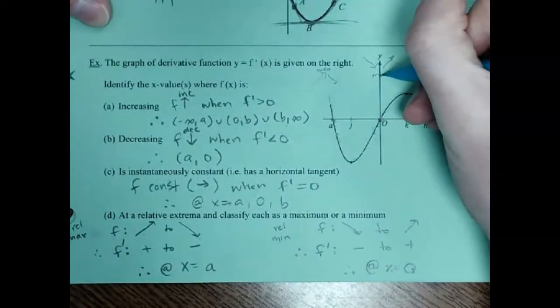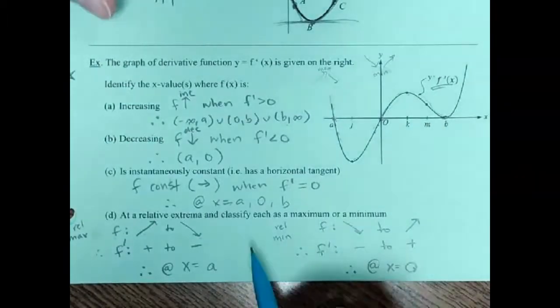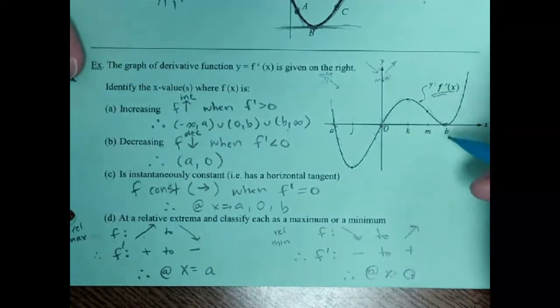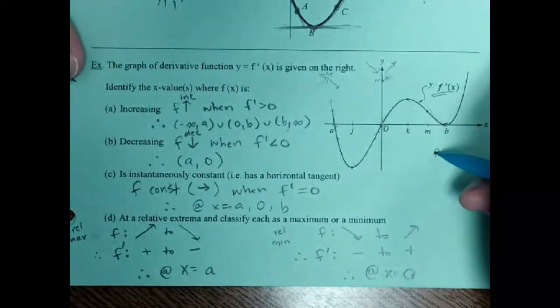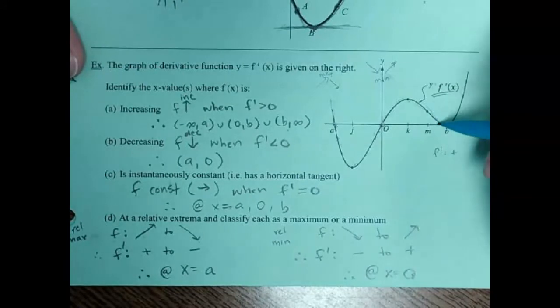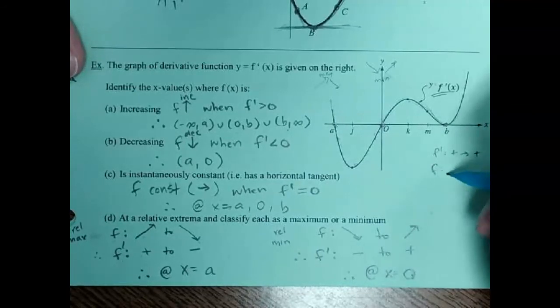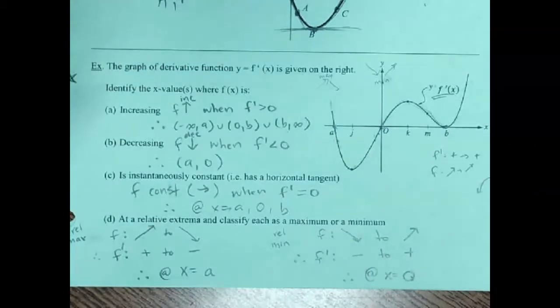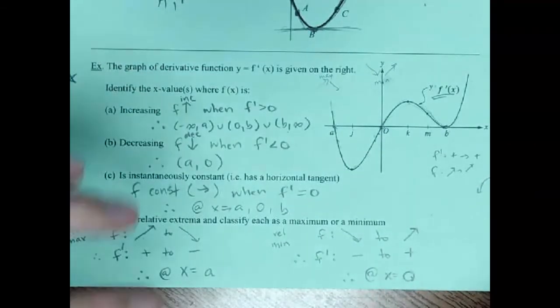Let's look at what happens at b, because that was another one of those special points where the derivative is 0. Here you can see the derivative was positive on the left side of b, and the derivative is positive on the right side of b. So your function f would be increasing, then constant for that one moment, and then increasing again. You'd have a graph that looks like this, where it's going up, it's constant, and then it's going up again. That would be neither a max nor a minimum.